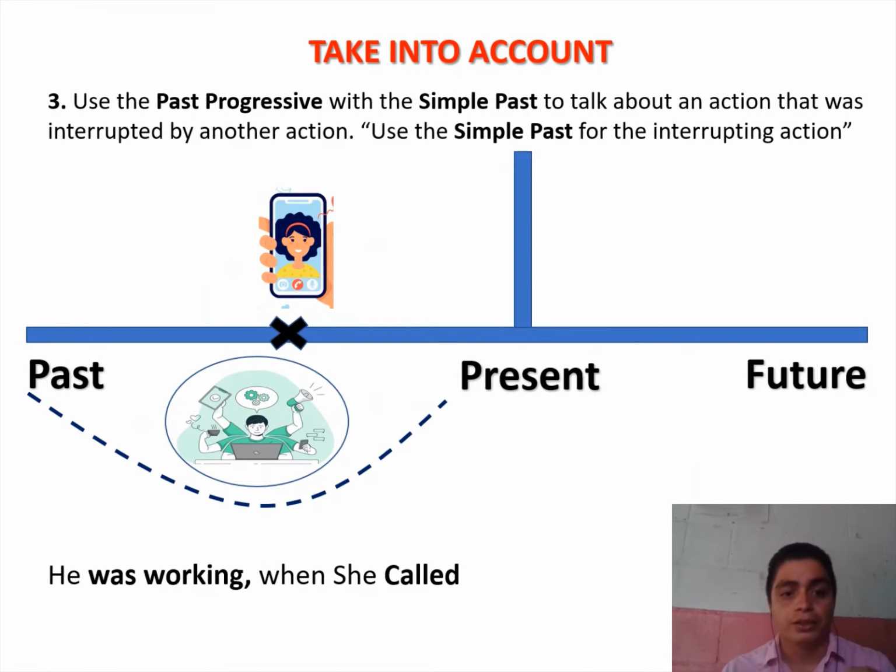Another example, use the past progressive with the simple past to talk about an action that was interrupted by another action. Use the simple past for the interrupting action. Remember that. So for example, he was working when she called. So he was working at some time, but then he was stopped because she called. So that's the way you can combine both past progressive and simple past.